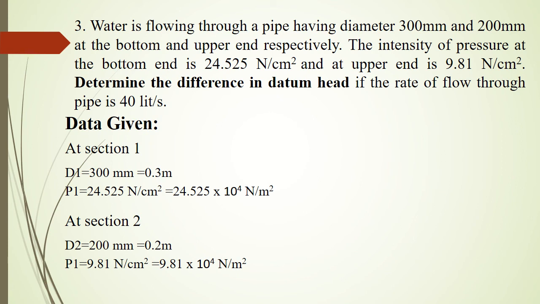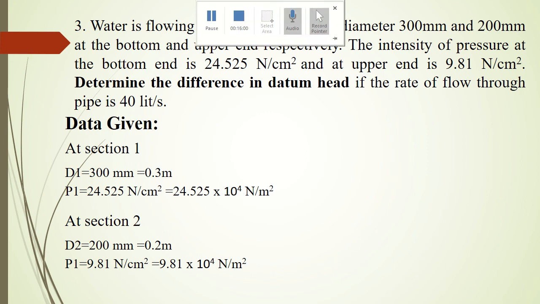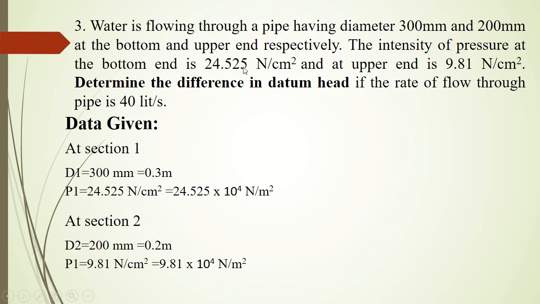Okay, so he has given the pressure, right? So it is nothing but 24.525 Newton per centimeter square, and upper end is 9.81 Newton per centimeter square. Okay, right? Determine, what is to be determined? Determine the difference in datum head if the rate of flow through the pipe is 40 liter per second. Right. So what is asked is the difference of datum head, that is nothing but Z1 minus Z2. Right.